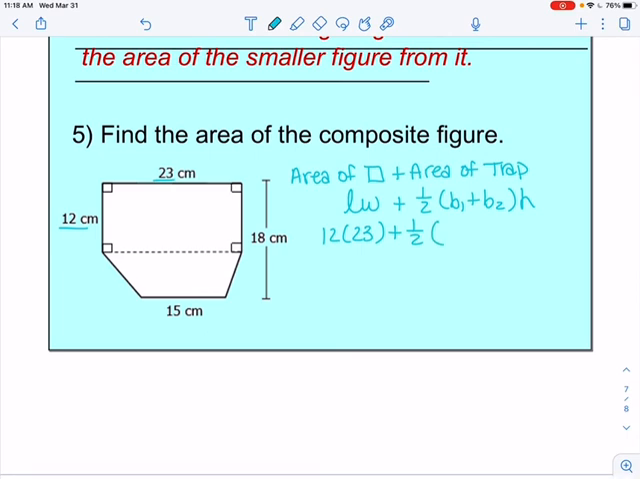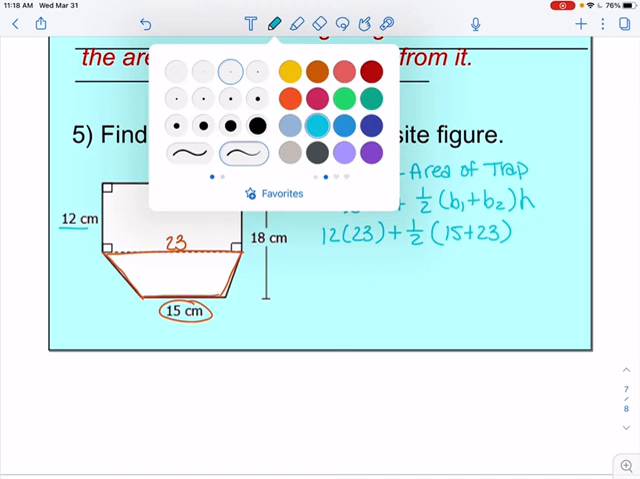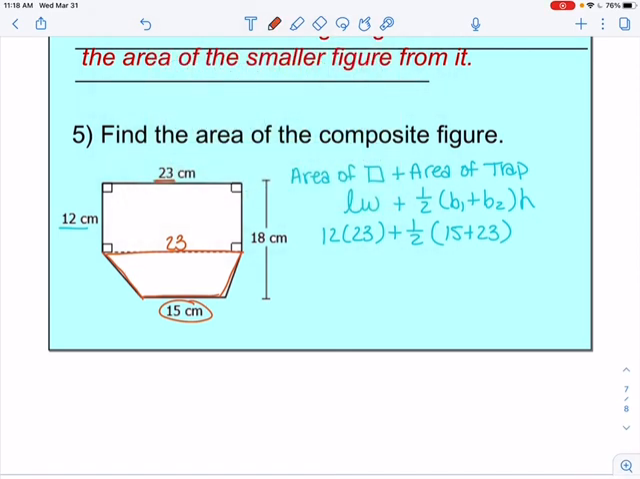For my trapezoid is this figure on the top again here. So base 1 here is 15, and base 2, if that top figure is a rectangle and that piece is 23, that means that piece is going to be 23. So base 1 and base 2 are 15 plus 23, and now I need the height of that figure, and the height of that figure is this piece right here.